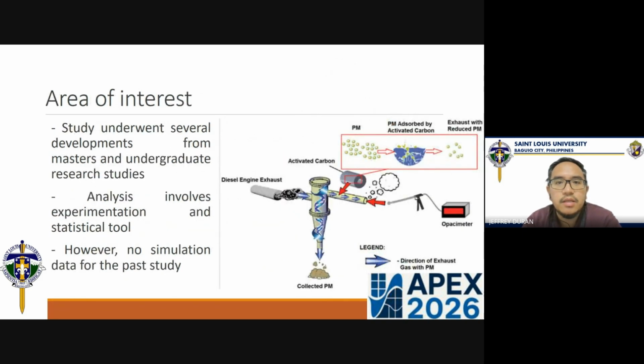So why have we studied this particular design? Way back in my master's studies, as well as guiding students in their undergrad research studies, we developed this particular design wherein the outlet is on the side. Typical cyclone separators have their outlets on the top. Further analysis involved experimentation and statistical tools in our previous studies. However, we have not yet done much on the simulation study.